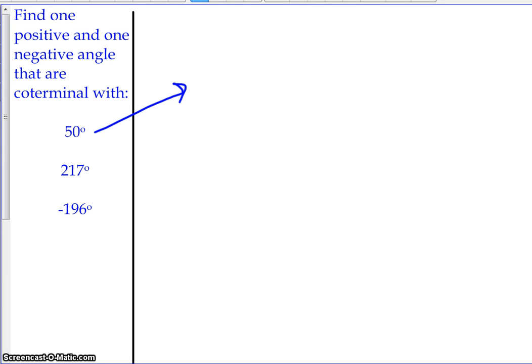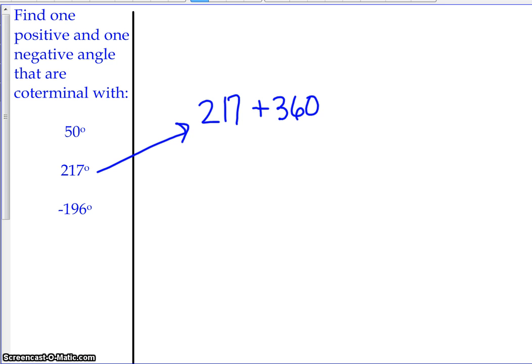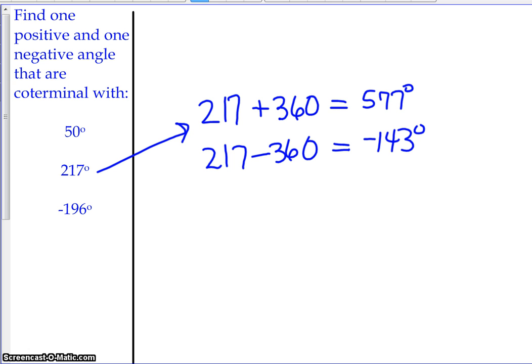Let's do instead this 217. Okay, 217 we could do. What I need to do is just 217 plus 360 degrees and 217 minus 360 degrees. All right, we can do those. This one's a negative 143 degrees. This one is 577. Coterminal means it just ends at the same spot that 217 would end at. Okay, so that's what we had for an answer there.